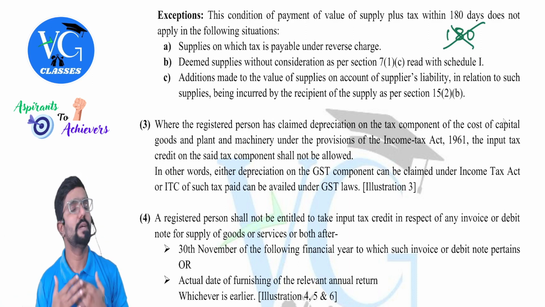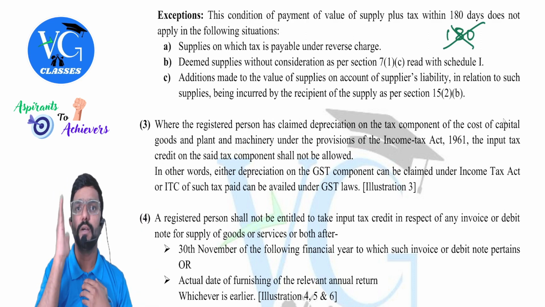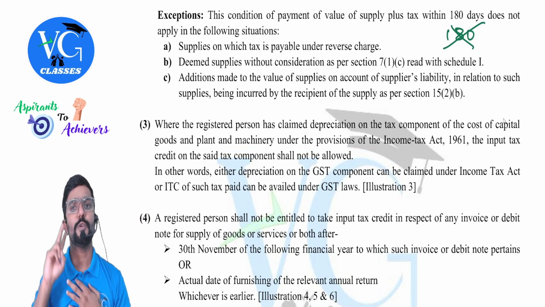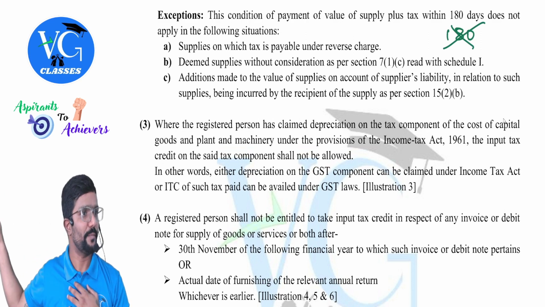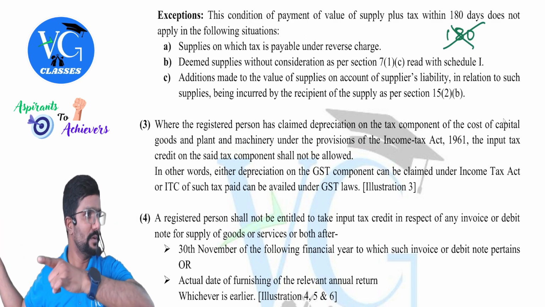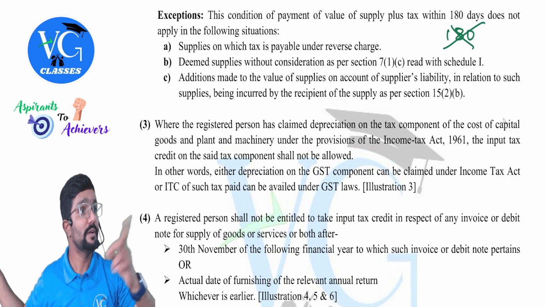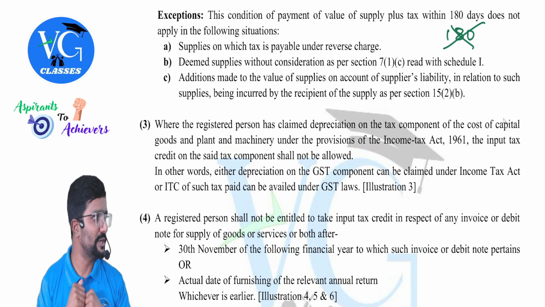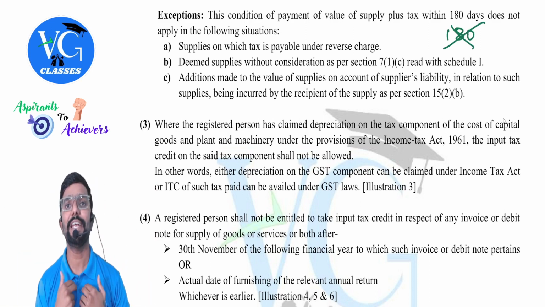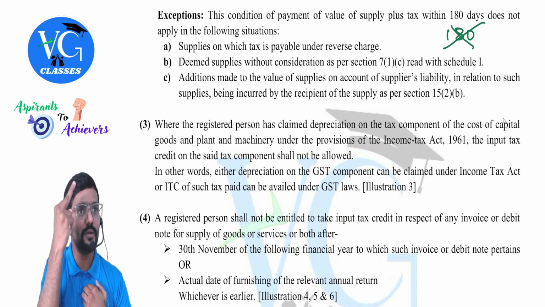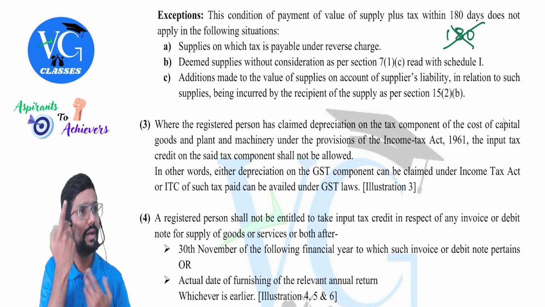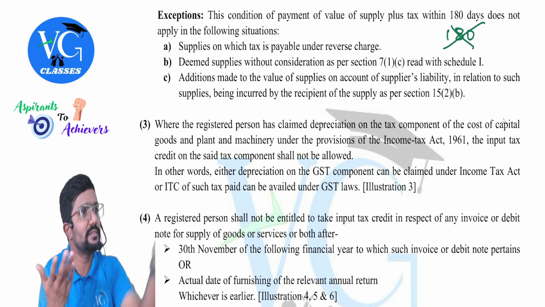Yes. For example, assume I am the supplier, you are the recipient. I was supposed to pay 20,000 to my supplier. I asked you to pay. Whom did you pay for? Not me. For the person for whom I was liable to pay. But will it be added in my value of supply? Yes. So should I pay GST now on 20,000? Yes. But I didn't receive it. Even after 180 days, you didn't give me.